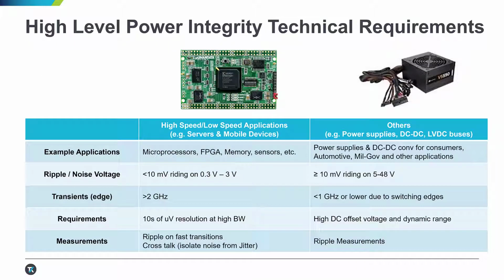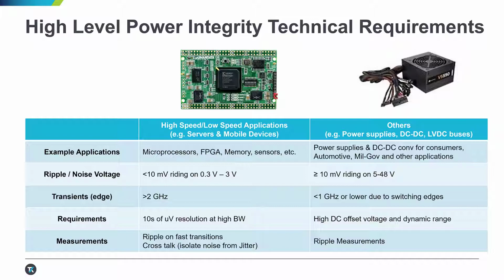So there's obviously a wide variety of use cases for power applications, as they can power a number of different things. But from a testing perspective, we can broadly classify power applications into two segments. The first being the high speed, low speed applications, where you're measuring especially DC voltages on the core rails of FPGAs or memory sensors or microprocessors, so on and so forth.